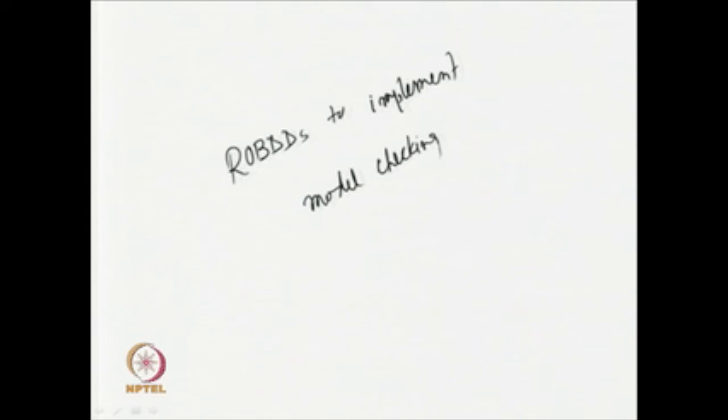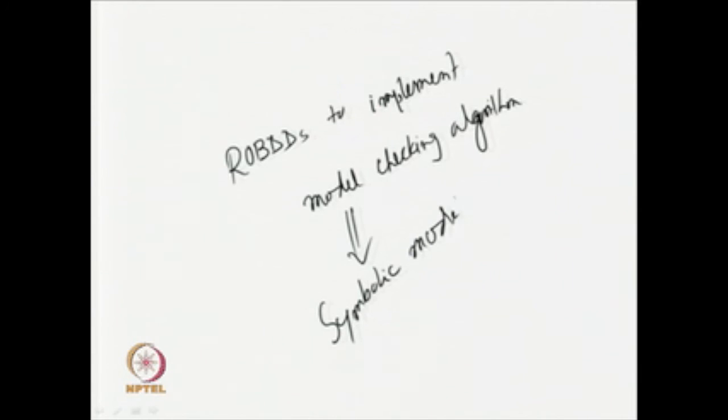Okay. Now, we have seen that we have got that model checking algorithm, or symbolic model checking algorithm, for our testing. So, we use ROBDDs to implement the model checking algorithm, and whatever model checking algorithm we are getting, we say this is your symbolic model checking. Okay. We have seen these particular things.